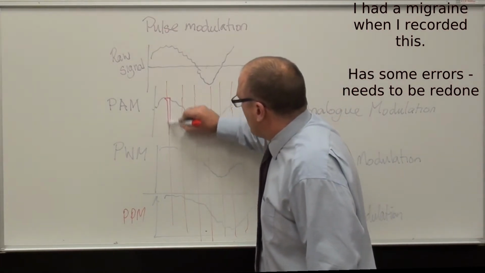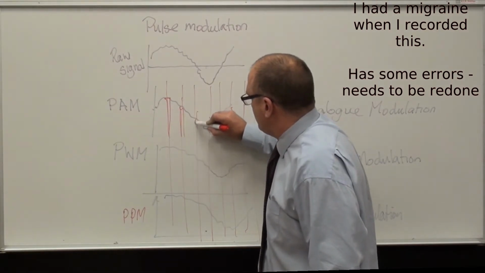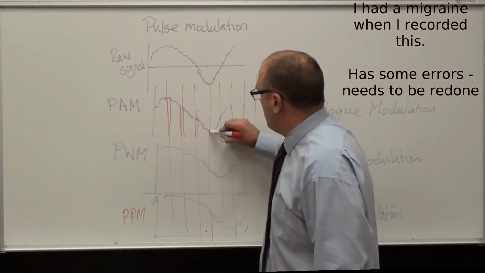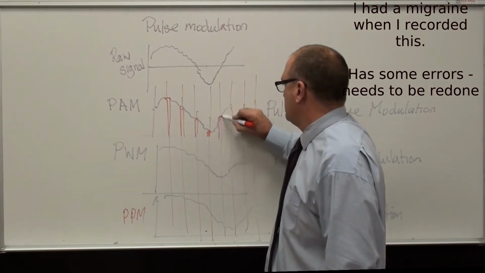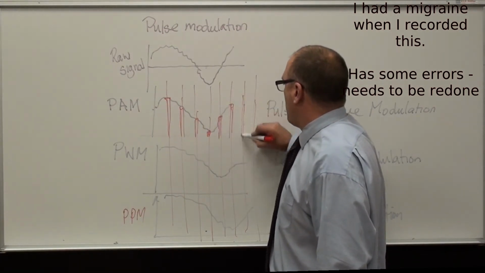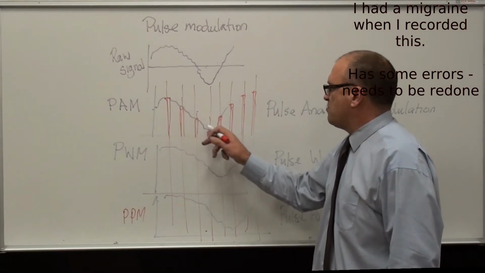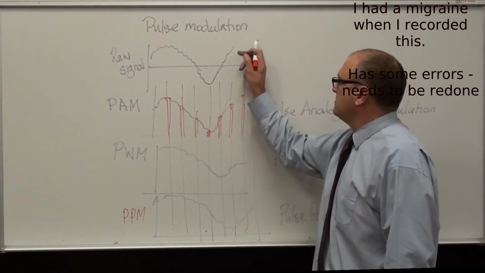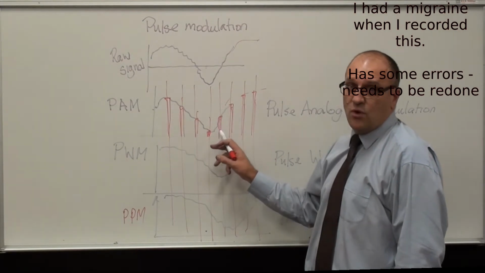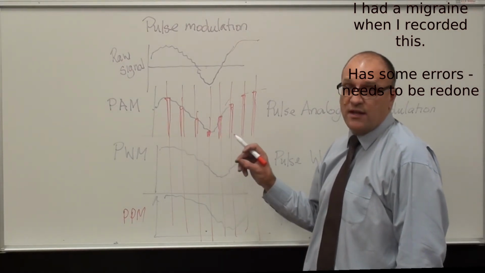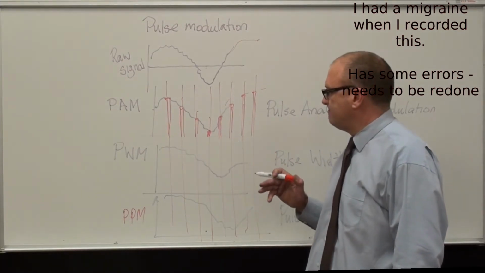Pulse analog modulation just physically says, there's our raw signal, offset it, tell me what the maximum frequency of the pulse is. And then they just mirror the sound wave or the electrical wave just by the amplitude of the pulse.